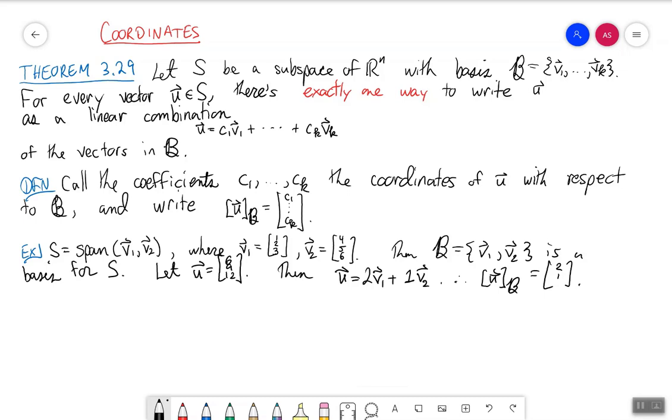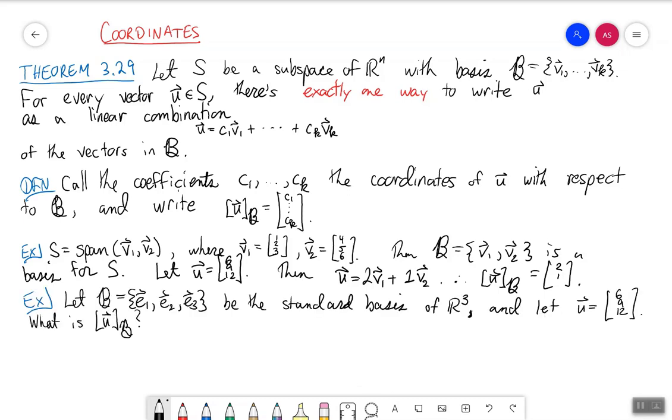basis B. Let B be the standard basis of R3, and let u be the vector (6, 9, 12). What are the coordinates of u with respect to B? I'll give you a moment to try and figure that out.